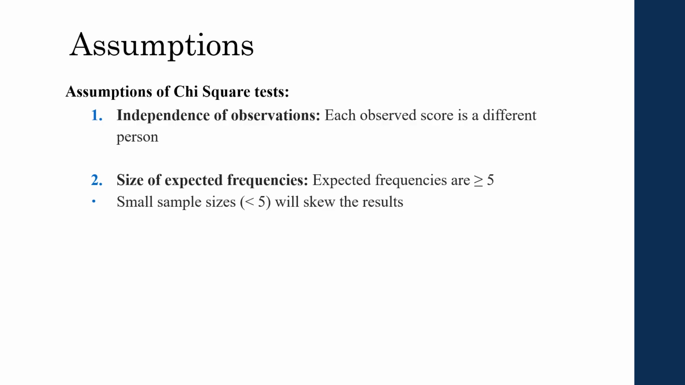Lastly, there are assumptions for a chi-square test. The first being independence of observations. Each observed score needs to be a different person. We cannot have a repeated measures design. Second is an assumption regarding the size of expected frequencies, where frequencies need to be greater than or equal to 5. Of course, we should aim for larger sample sizes when possible to increase our generalizability, but when we have fewer than 5 observations, that will extremely skew the results.